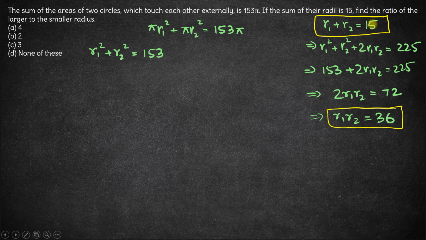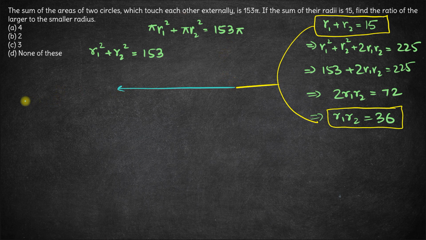But if you are not able to figure that out, what we need to do is solve these two by forming a quadratic equation. So how do we form a quadratic equation? We have r1 plus r2 equal to 15. Instead of r2 here, we can substitute r2 with 36 by r1. So we have r1 square, 15 into r1 taken on the left hand side is minus 15 r1, plus 36 is 0.